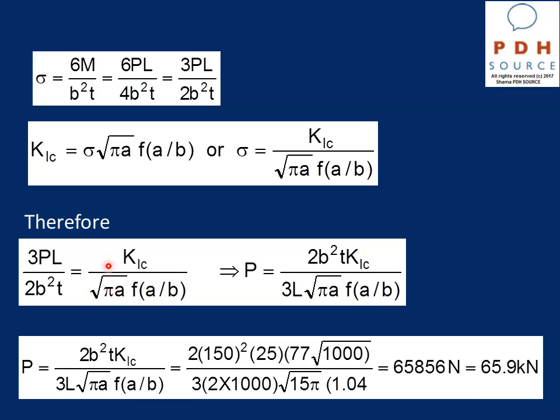If we rearrange this equation, we can obtain the fracture load P. So we plug all the values here, and we end up with a fracture load equal to almost 66 kilo Newton. So basically, this example is straightforward.